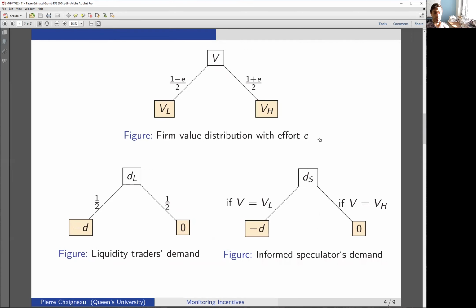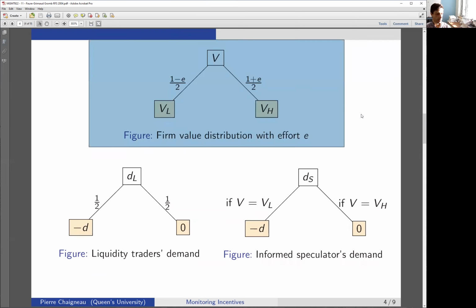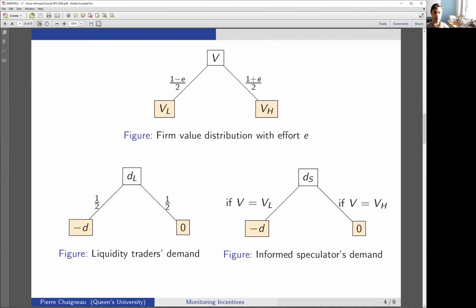Okay, so to summarize, this is the firm value distribution. And crucially, it's going to depend on the effort of the insider. This is the demand for shares by liquidity traders. Now, with some probability, they're going to sell D. With some probability, they don't do anything. And this is going to be the demand from the informed speculator.